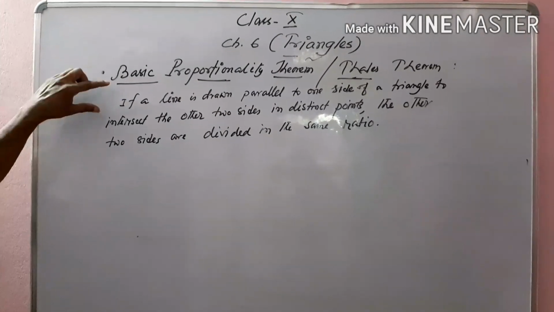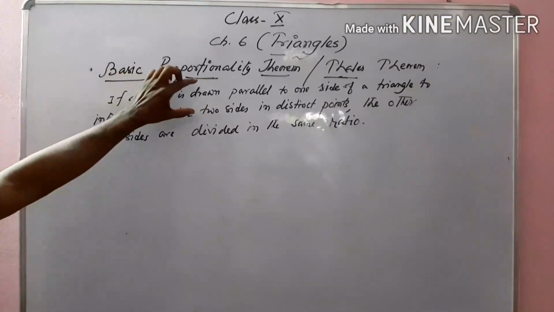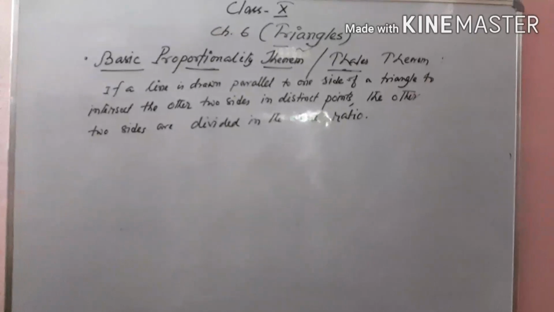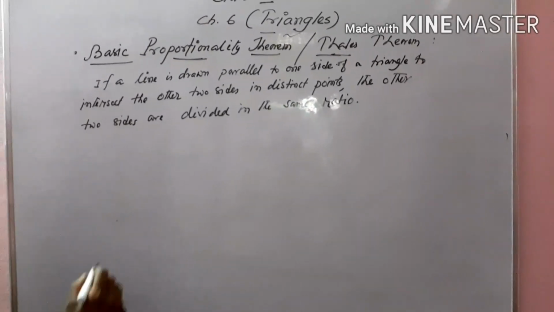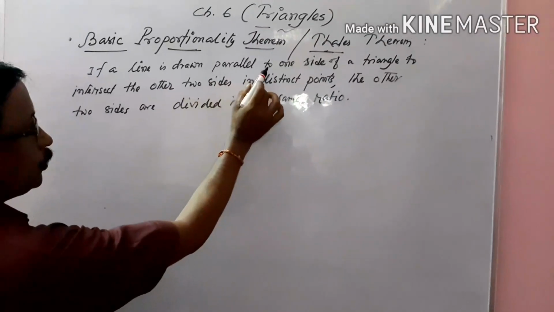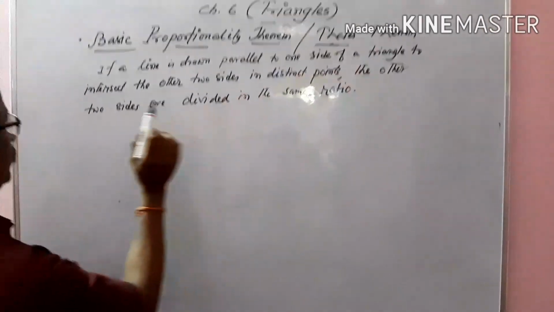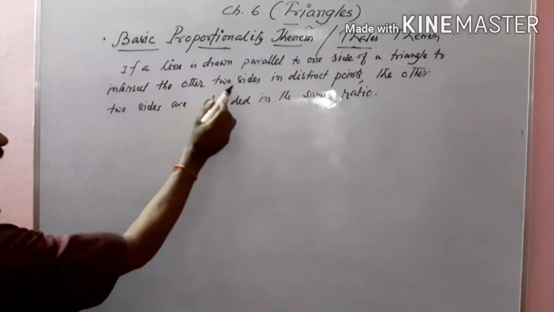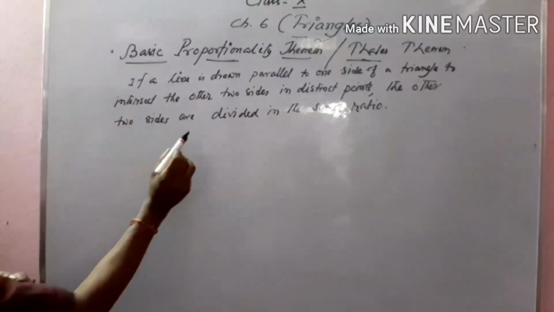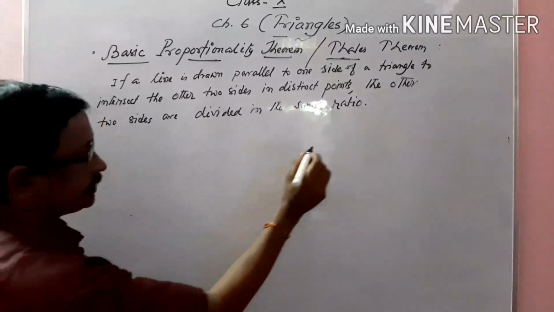He has given that concept. So first I am reading out what the theorem statement is. If a line is drawn parallel to one side of a triangle to intersect the other two sides in distinct points, the other two sides are divided in the same ratio.